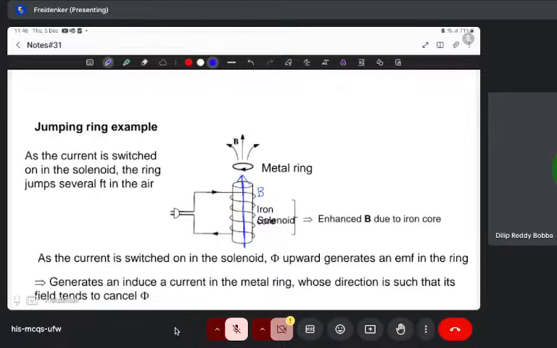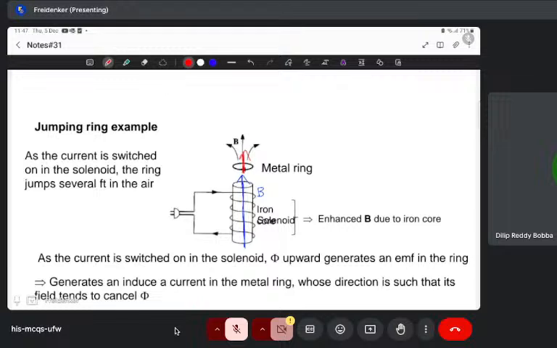The experiment is this. Initially, the current is turned off, and now you place the metallic ring. After placing the metallic ring, when I switch on the power, what will happen? Current will start flowing, and this B will be generated, but it won't be generated in an instant, right? From zero, it is moving to B. That means in that short period of time, the magnetic flux passing through this ring changes.